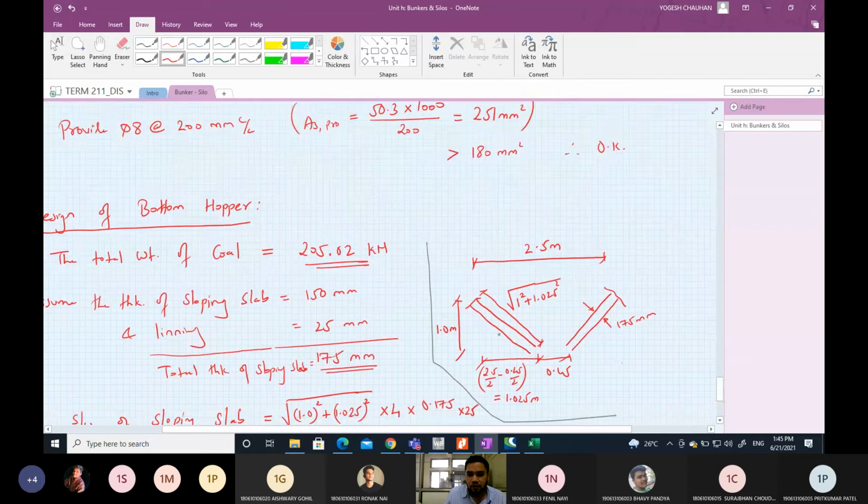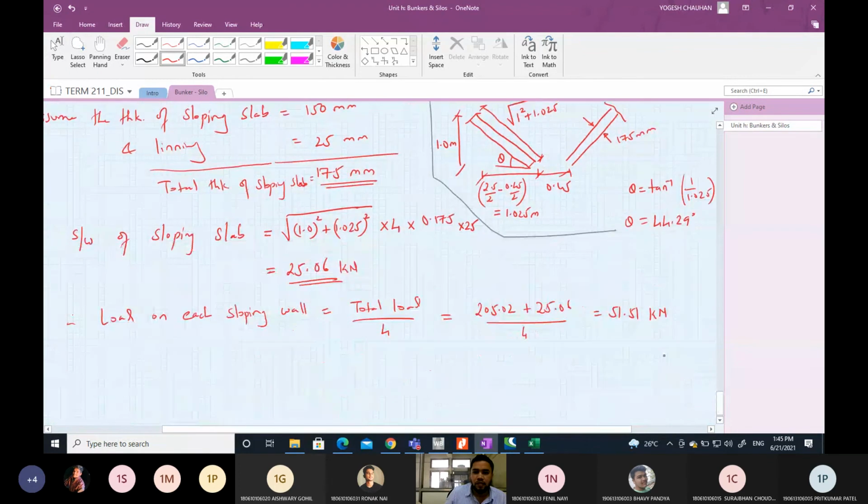Now, you can find the inclination theta. So theta will be tan inverse of opposite upon adjacent, that is 1 divided by 1.025. So that will give you theta as 44.29 degrees, which is the inclination of the sloping slab.